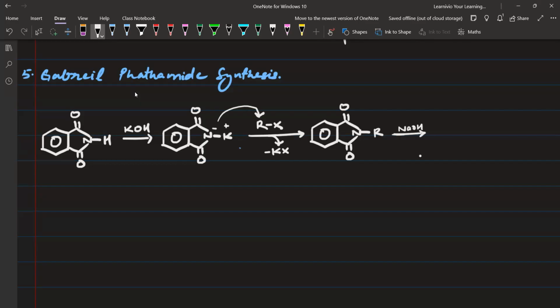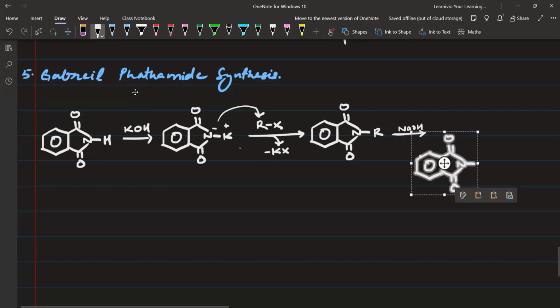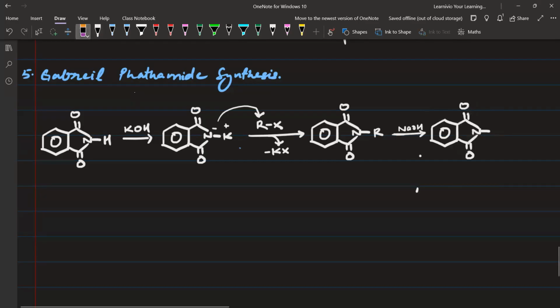and this does the work, and we get this product. O negative and O negative. Obviously, we are having basic medium, so Na or Na plus, we get our desired product, that is RNH2, which is a 1 degree amine.